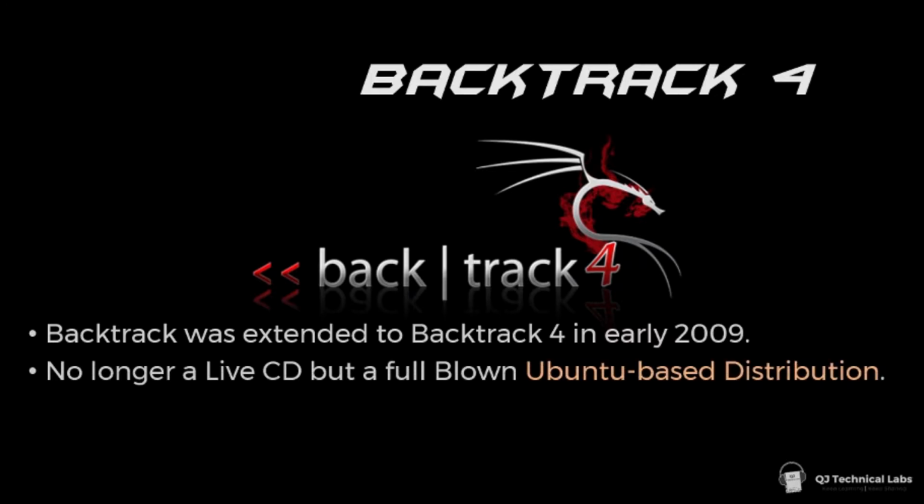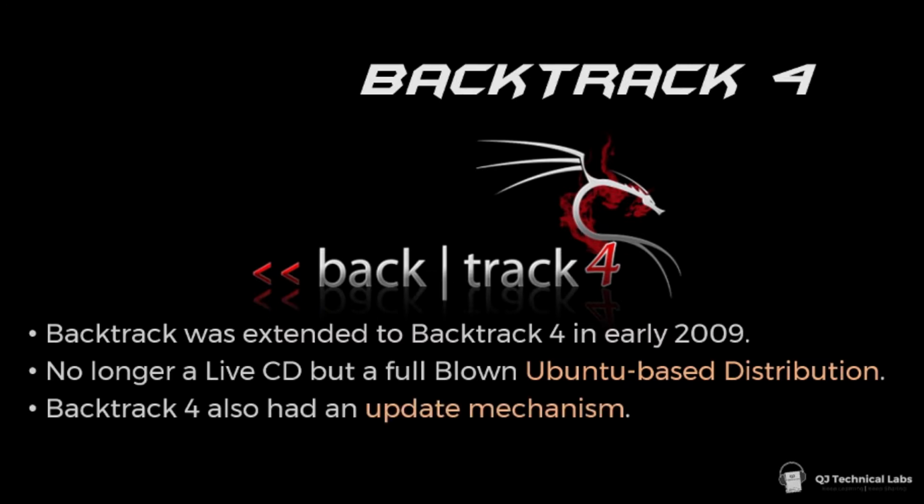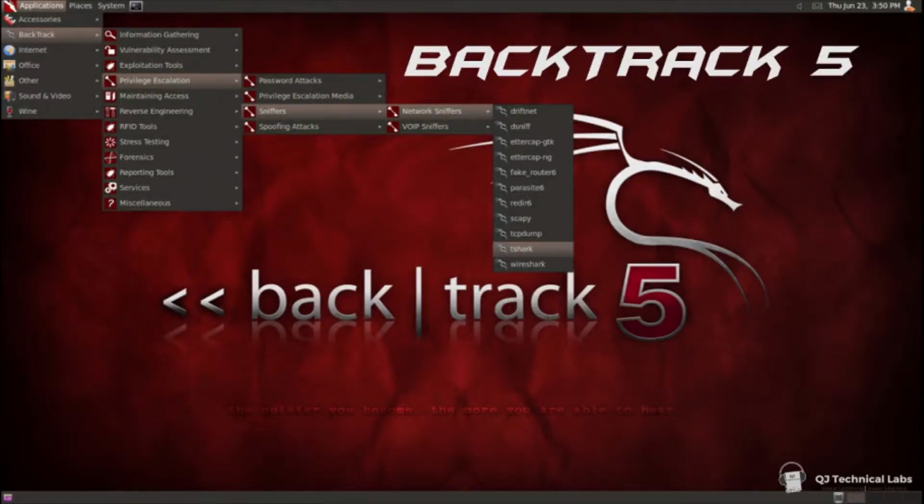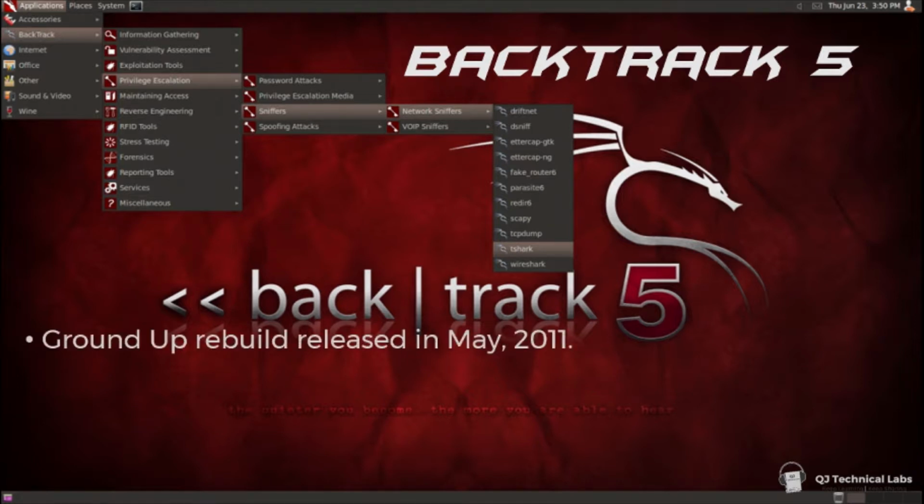It was no longer just a live CD but also a full-blown Ubuntu based distribution. That means along with using it as a live CD, we were also able to install BackTrack 4 on our machines. BackTrack 4 now also had an update mechanism so that we can get the updated copies of the tools. BackTrack 4 had further revisions R1 and R2 which were released in 2010. Then came BackTrack 5. BackTrack 5 was a ground up rebuild released in May 2011.